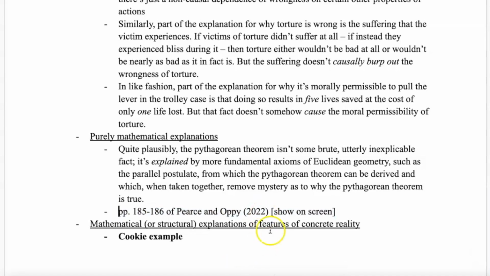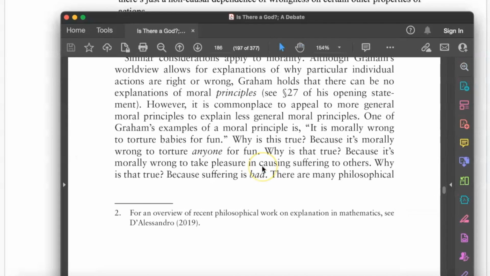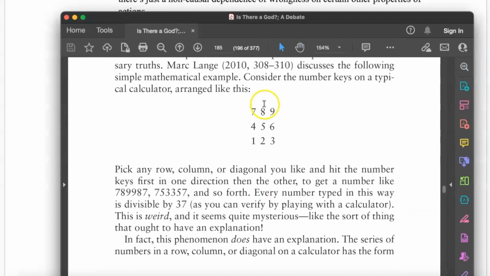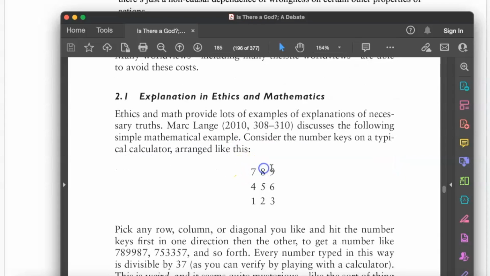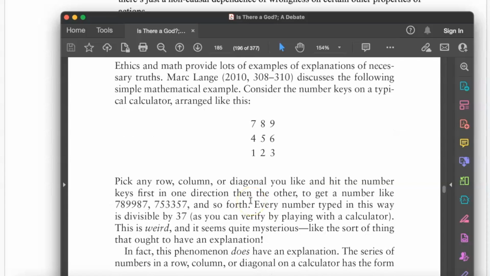Kenny Pierce, in his debate book with Graham Oppy entitled Is There a God? A Debate, makes a similar point on pages 185 to 186. Mark Lange discusses the following simple example of a non-causal mathematical explanation. Consider the number keys on a typical calculator arranged like this: 789, 456, 123. Now pick any row, column, or diagonal you like and hit the number keys first in one direction, then the other, to get a number like 789, 987, or 753, 357, and so forth. Every number typed this way is divisible by 37, which you can verify by playing with a calculator.